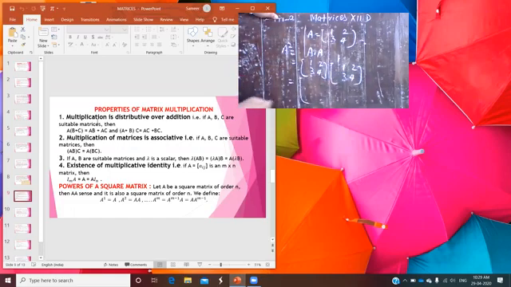Now follow the same rule as in multiplication of two matrices. Multiply the first row with the first column, and take the sum of the products of the corresponding elements. So 1 into 1, first element to first element, gives 1, plus second element to second element, 2 into 3, which is 6.